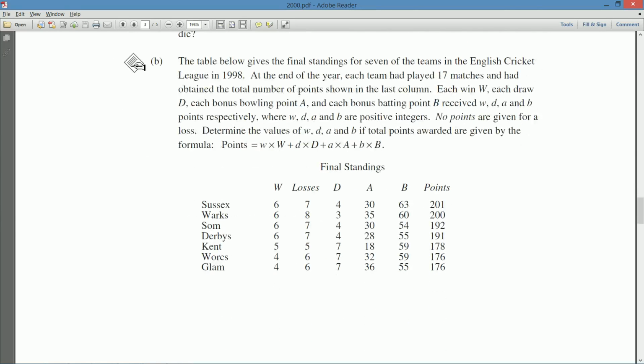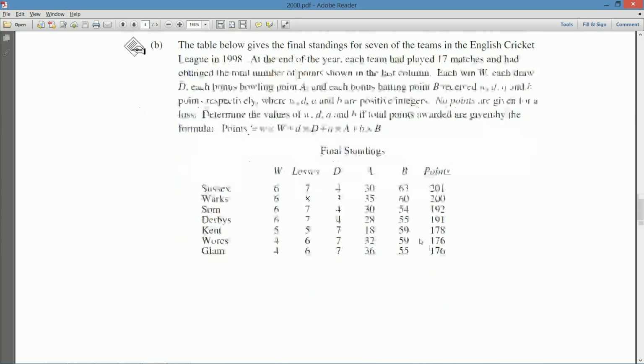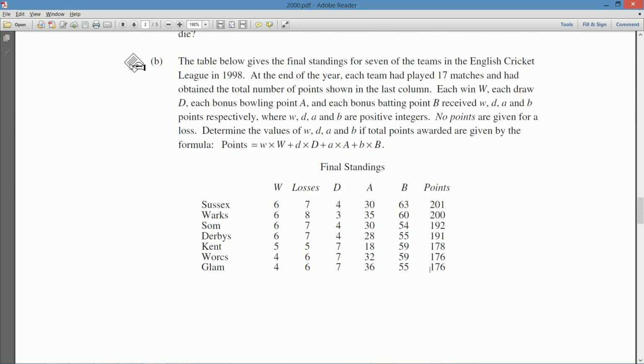Okay? So B part looks like it's quite long in terms of its wording, and we have a little chart that I assume is related to question number 4. And it's a written question. The table below gives the final standings for 7 of the teams in the English Cricket League in 1998. I wonder if a cricket fan made this question. At the end of the year, each team had played 17 matches and had obtained the total number of points shown in the last column.